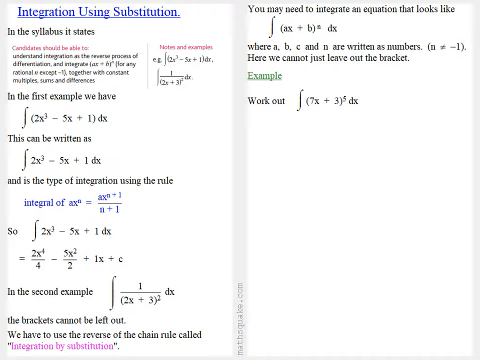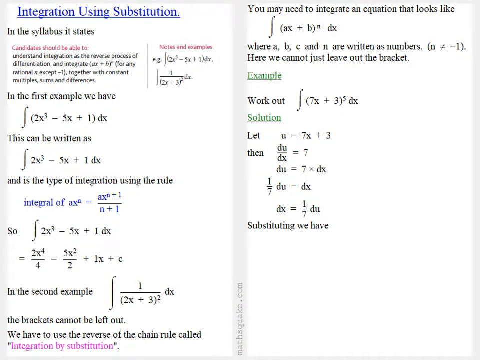Work out the integral of (7x plus 3) all to the power 5 dx. Now to solve this, we make what's called a substitution. The 7x plus 3 is written as a single letter. So let u equal 7x plus 3. Now we can differentiate. So du by dx is equal to 7. Now if we multiply both sides by dx, you get du equals 7 times dx, and if you divide both sides by 7, you get 1/7 du equals dx, or dx is equal to 1/7 du.